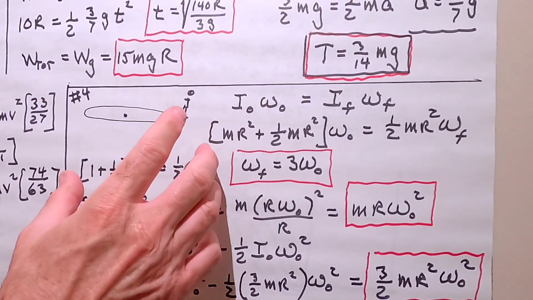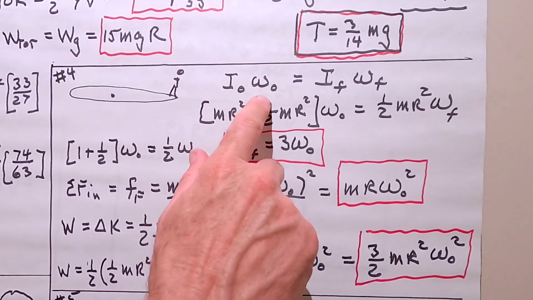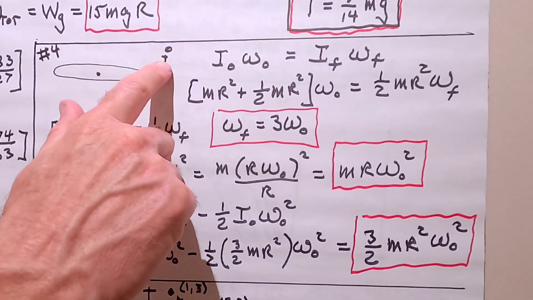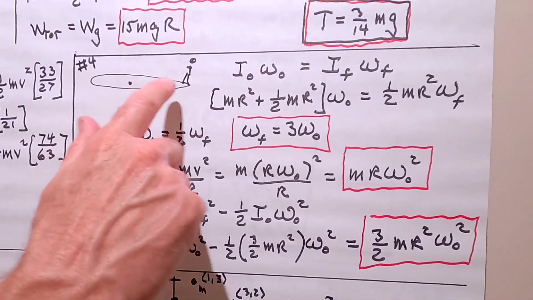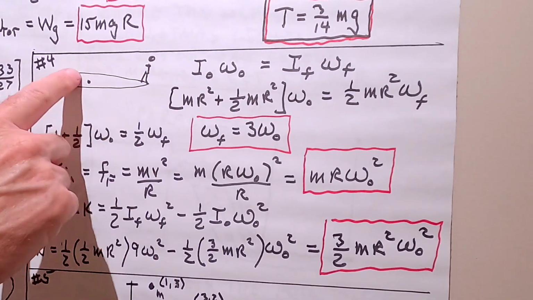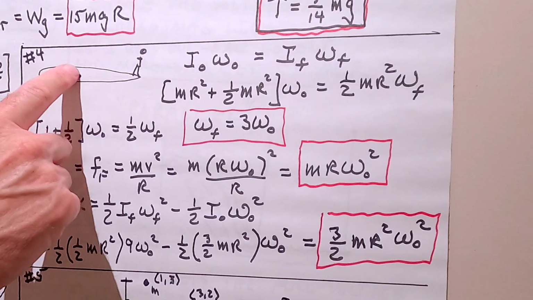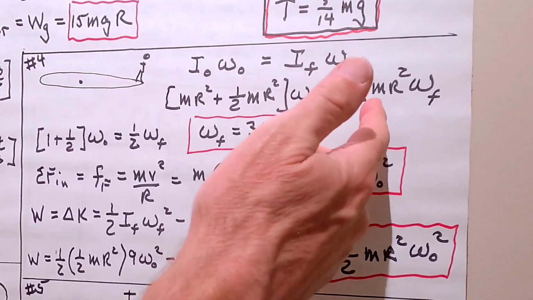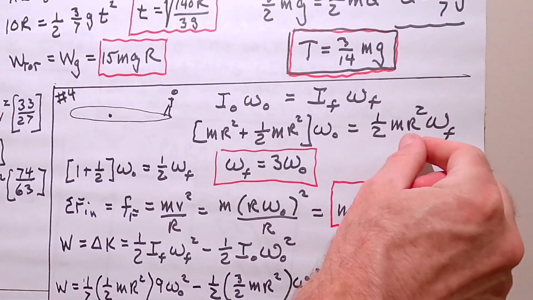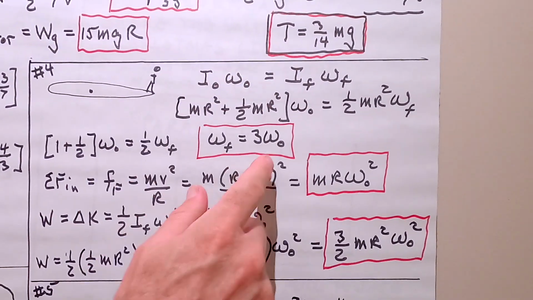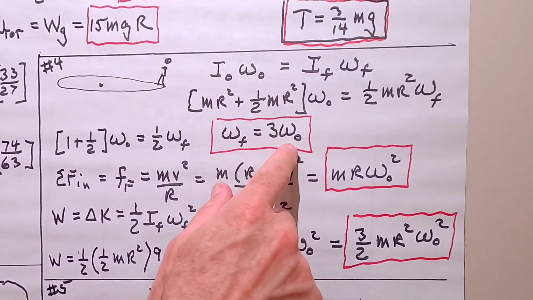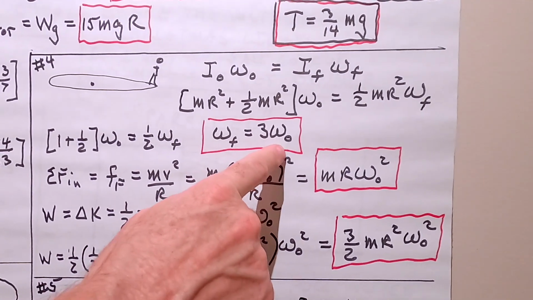Well, we're using angular momentum here, so I naught omega naught equals I final omega final. You're going in a circle. I have the person, which is mr squared, and I have the disk, 1/2 mr squared, times omega naught. Then when he runs into the middle, he has no I. It's just I of the disk, 1/2 mr squared. So this is 3/2, and this is 1/2. All the mr squares drop out, and you get the final omega is 3 omega naught. Okay, so there is your final.